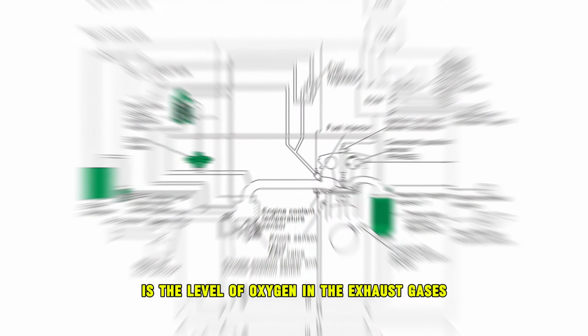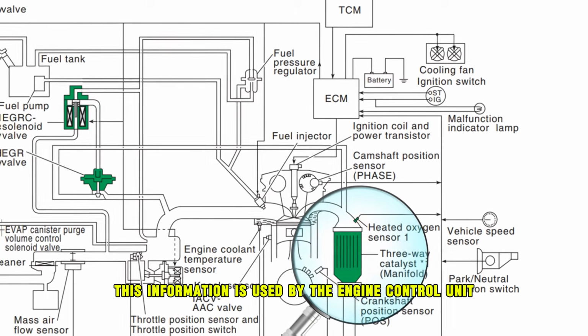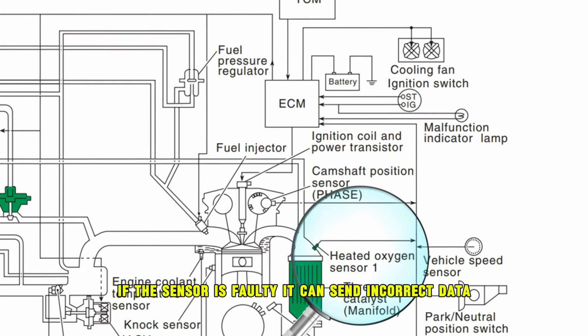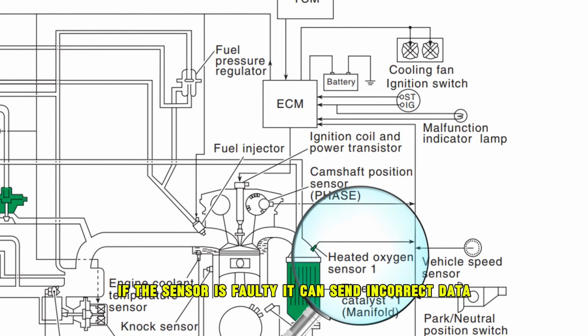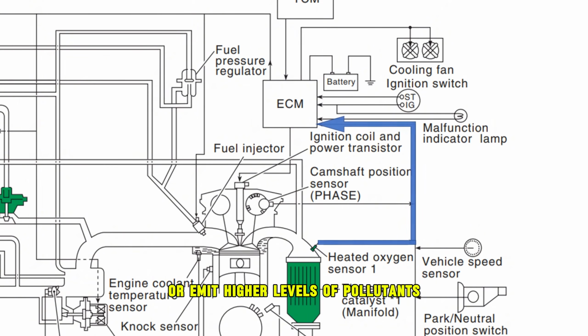The O2 sensor monitors the level of oxygen in the exhaust gases. This information is used by the Engine Control Unit, or ECU, to adjust the air-fuel mixture. If the sensor is faulty, it can send incorrect data, leading to a mixture that is too rich, too much fuel, or too lean, too little fuel. This imbalance can cause the engine to run inefficiently or emit higher levels of pollutants, triggering the check engine light.